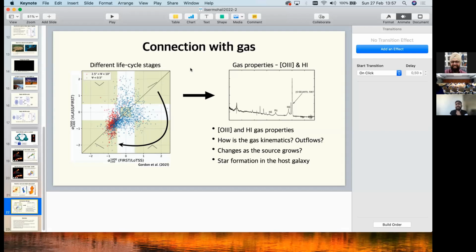Do you plan to do follow-up at higher frequencies using uGMRT, EVLA, etc., in order to get high-frequency data and not just rely on FIRST?